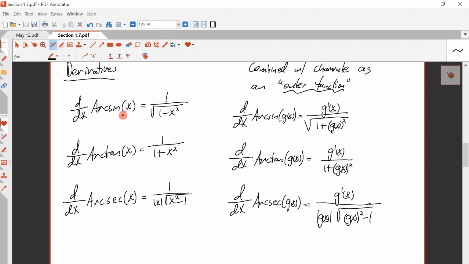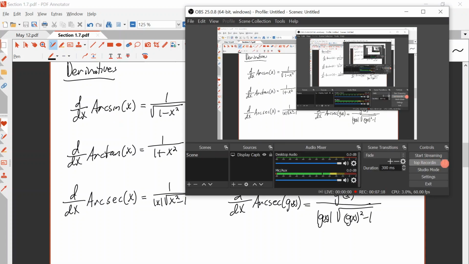Okay, the derivative of arc sine is not arc cosine, right? The derivative of sine is cosine, but arc sine is a totally different function. One minute, I'll be right back.